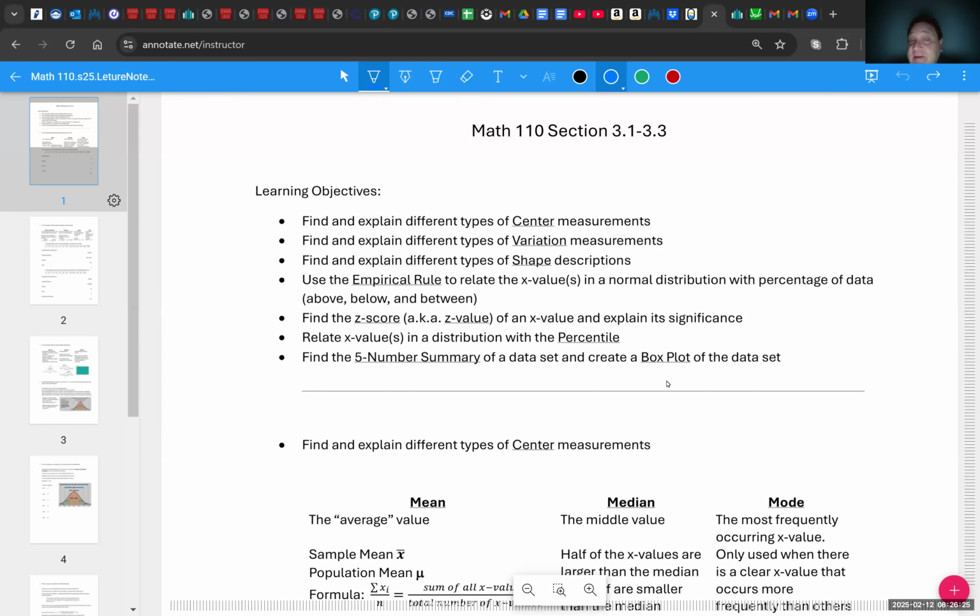Next, we're going to find the z-score, sometimes known as the z-value of an x value, and explain its significance. Next, we're going to relate x values in a distribution with the percentile. And lastly, we're going to find a 5-number summary of a data set and create a box plot, which is basically a visual representation of the 5-number summary of the data set. All right, well, let's get going here.